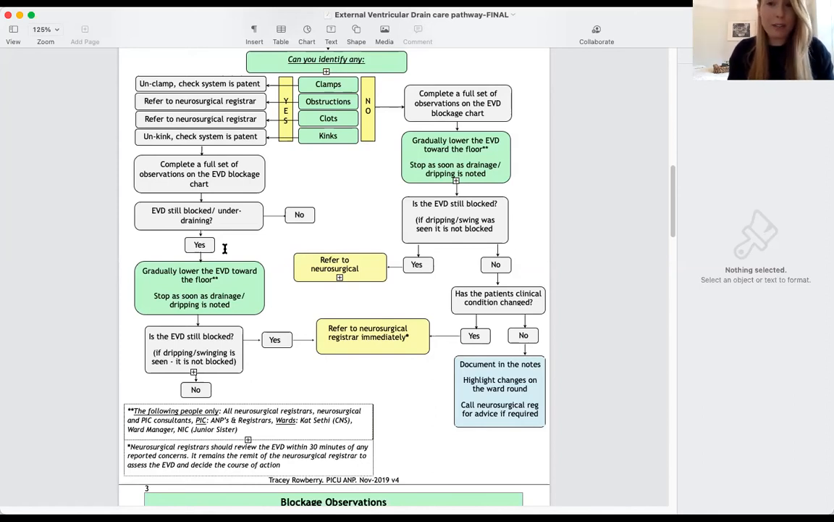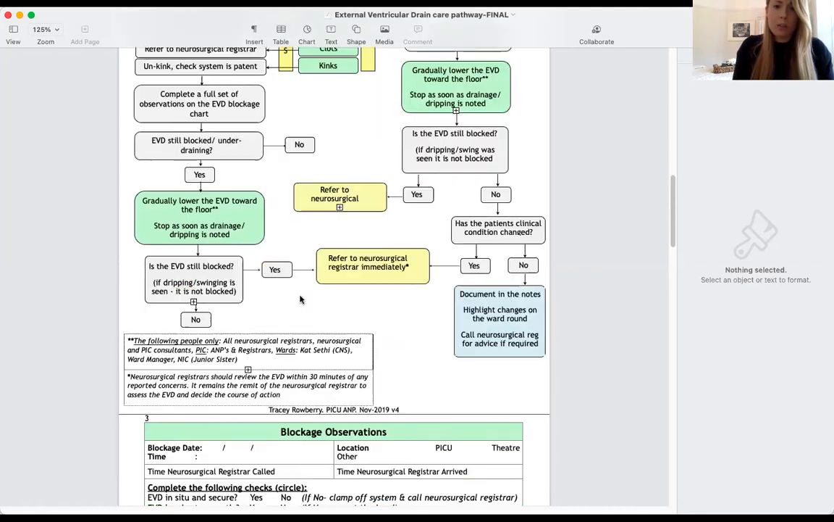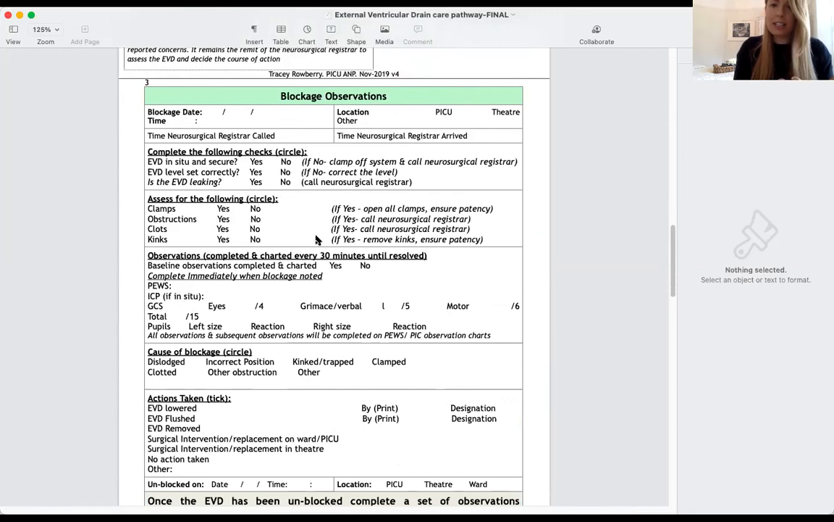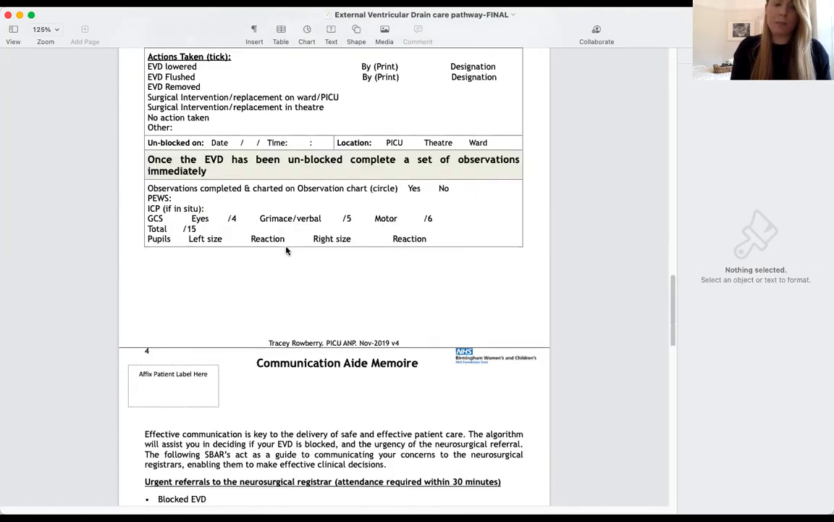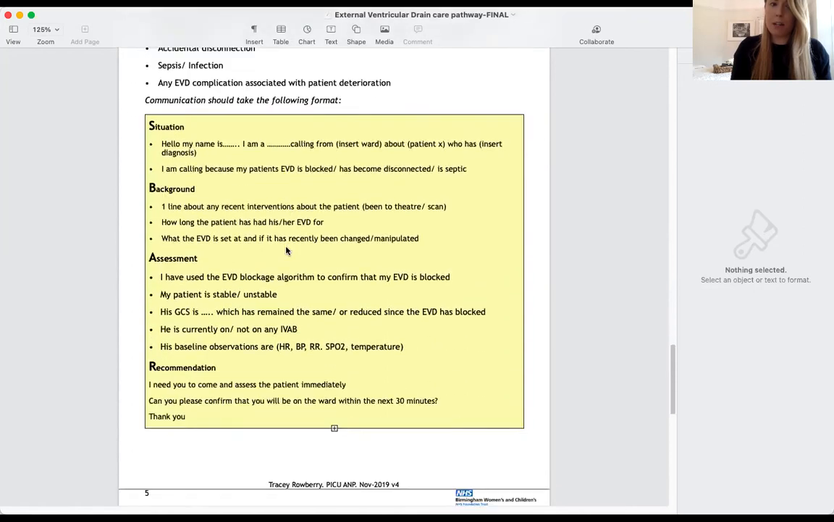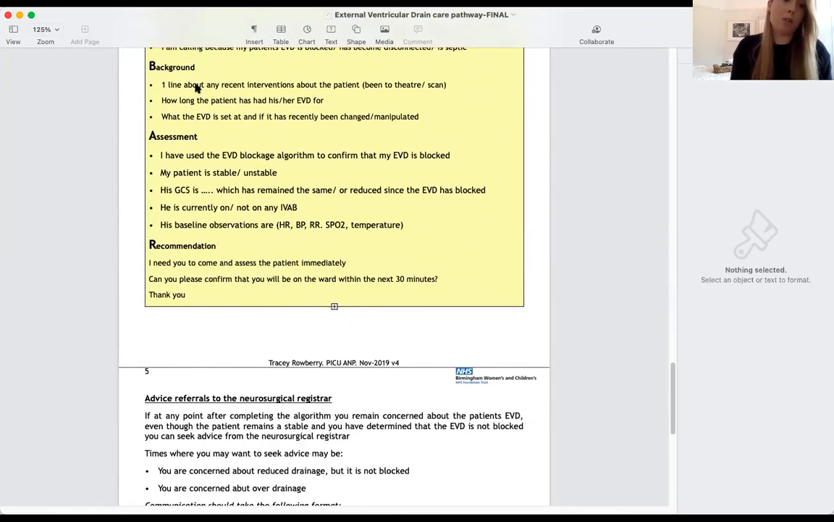Because otherwise we're leaving a child for half an hour with an inability to drain CSF, and therefore their ICP will significantly go up. Once that's done, you complete some blockage observations. Again, it's a documentation and audit tool to say what we found, what we did, and what the neurological observations of this child are, and this would get done every time an EVD is suspected of being blocked.